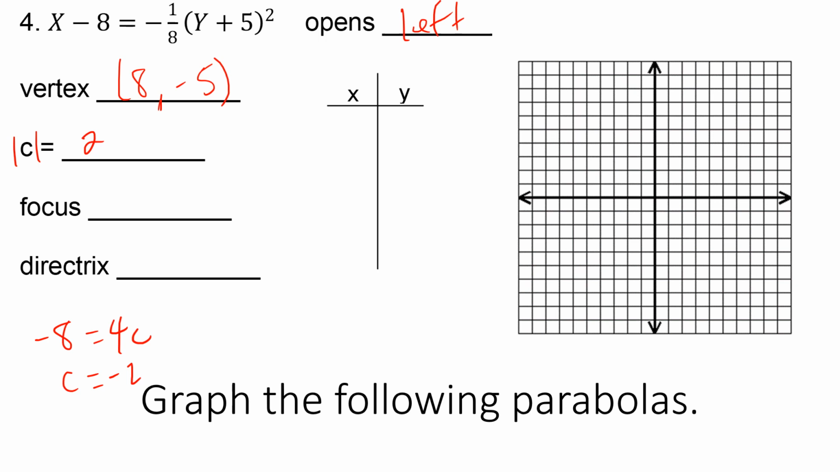All right, so if I'm at 8, negative 5, so 1, 2, 3, 4, 5, 6, 7, 8. 1, 2, 3, 4. Okay, so this is my vertex. My focus is going to be inside of my vertex, C distance away. So I open to the left. So if I go to the left, 1, 2, this is my focus. Okay, so from here, I know that my focus is going to be at negative 3, 5. Not negative 3, positive 3, negative 5.